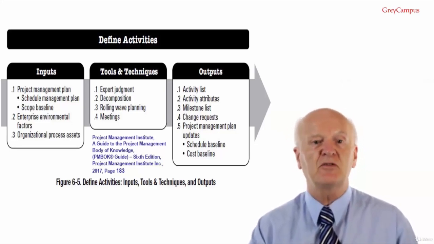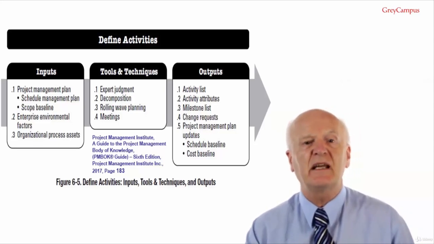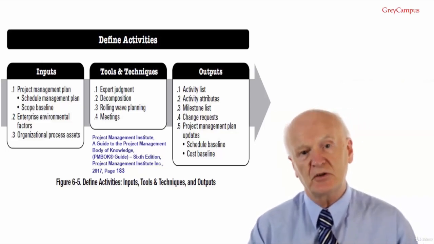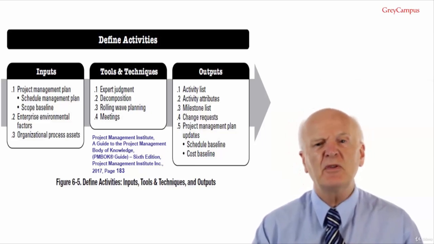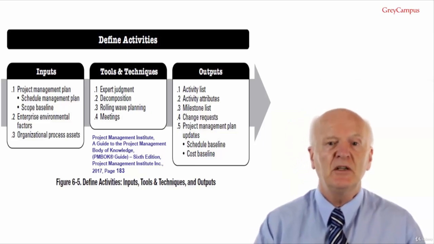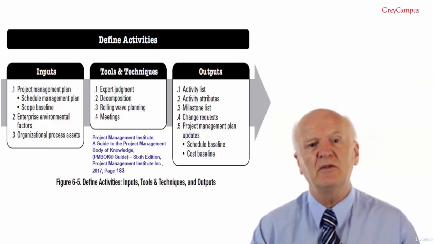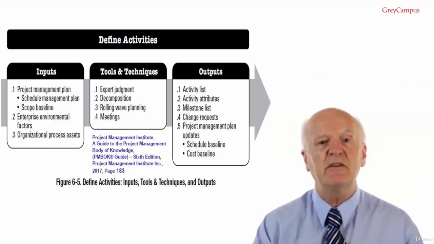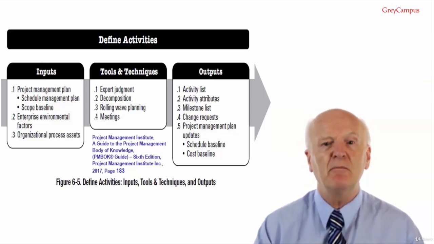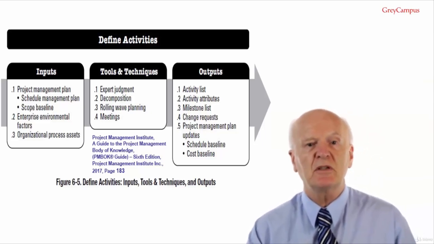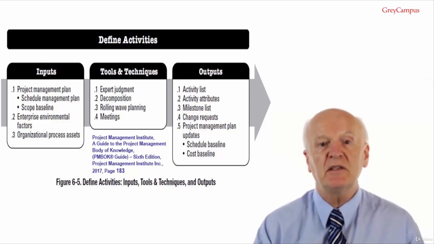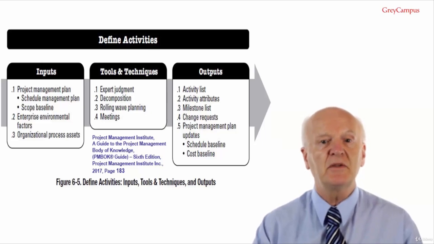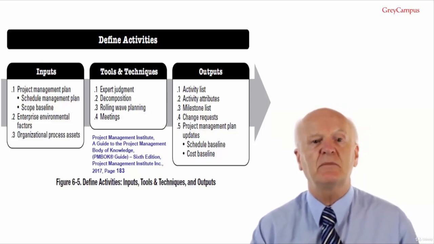Output number 2, activity attributes. Activity attributes extend the description of the activity by identifying multiple components associated with each activity. The components for each activity evolve over time. During the initial stages of the project, they include the unique identifier, the work breakdown structure ID, and activity label or name. When completed, they may include activity descriptions, predecessor activities, successor activities, logical relationships, leads and lags, resource requirements, imposed dates, constraints, and assumptions.